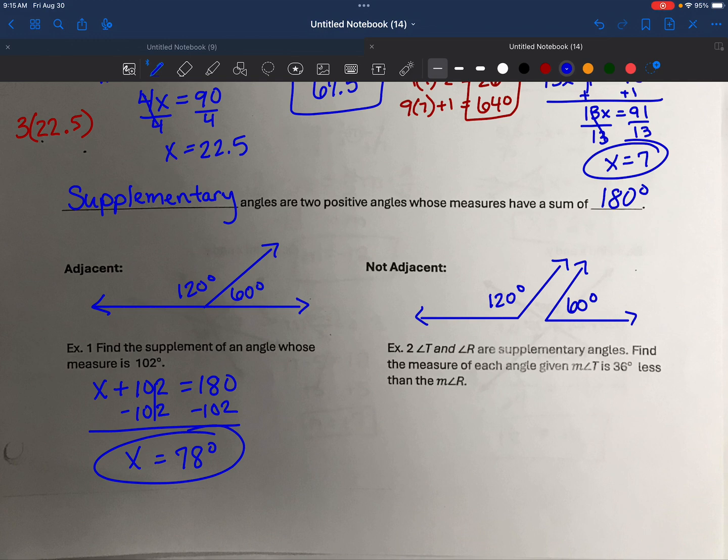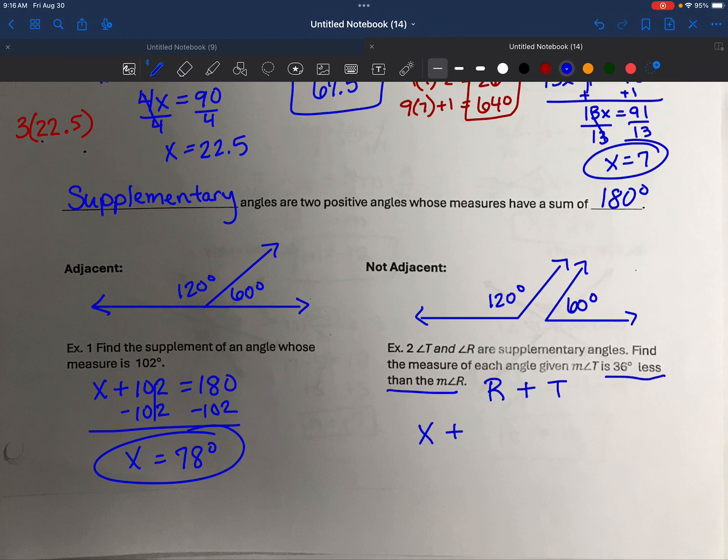Okay? All right, example 2. T and R are supplementary angles. Find the measure of each angle, given that the measure of angle T is 36 less than the measure of angle R. So we're going to do R plus T. Do I know what angle R is? No. So what do we want to call it? X. And then we're going to add T.